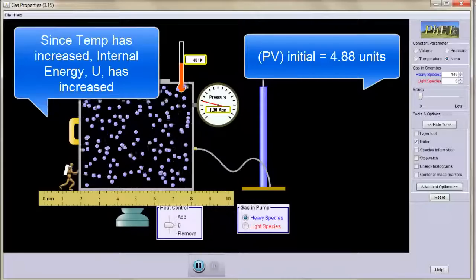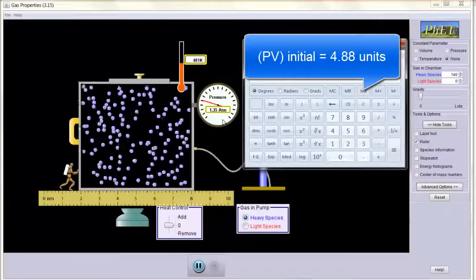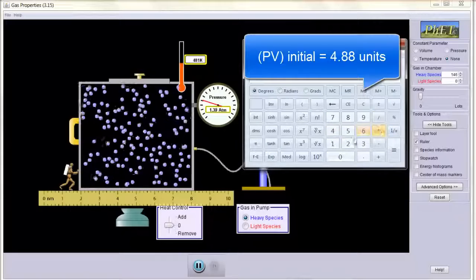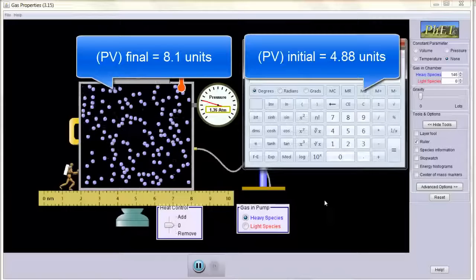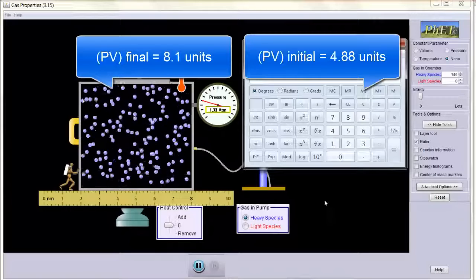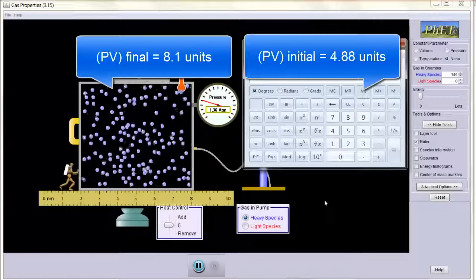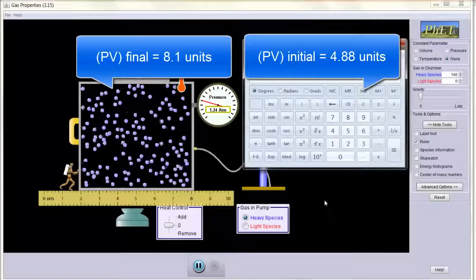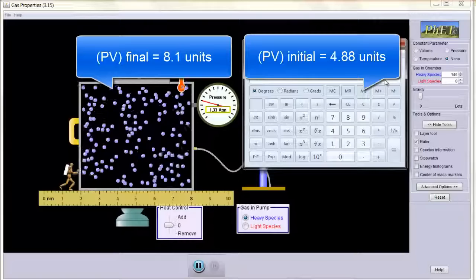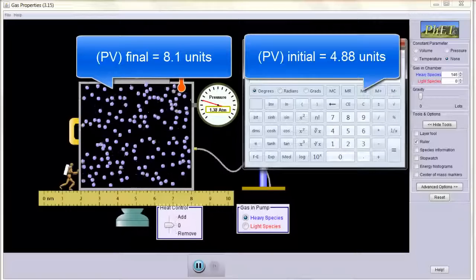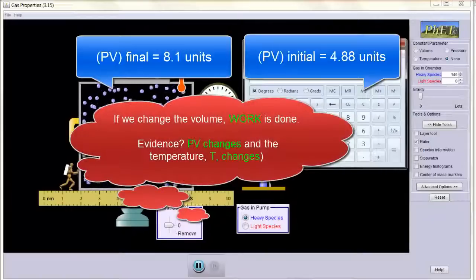So if I recalculate my pressure times volume, this time we go 6 times 1.35, which is about 8.1. So clearly I've done some work on that gas. PV after is greater than PV before, and you'll recall that PV measures energy. So my energy has changed. If I squeeze the gas, I must have done work on the gas. Evidence for that is P times V has increased. But more importantly, the internal energy of the gas, which is represented by the temperature, has also gone up to 481 Kelvin.